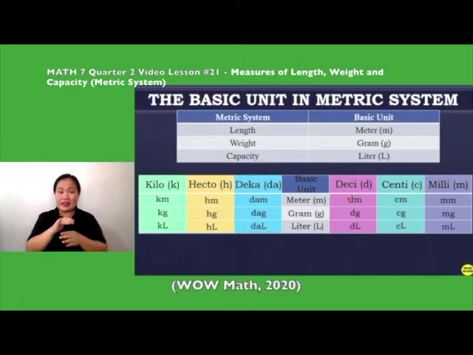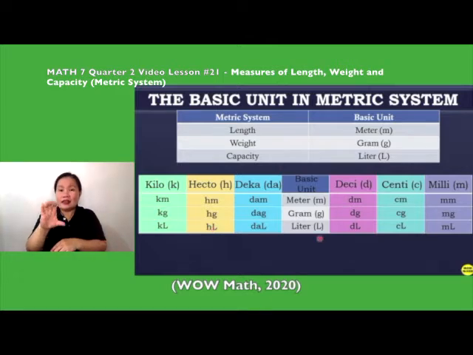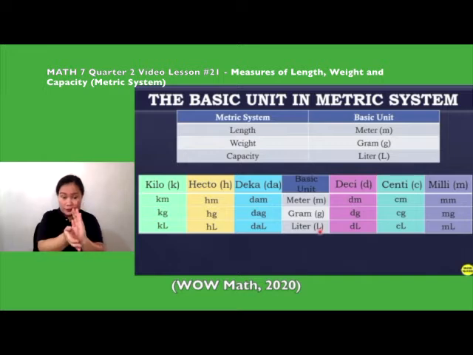So, para po mas madaling tandaan, kasi pag natandaan mo to, madali na. Kasi pag alam mo ang basic unit, you will just replace the basic unit. So, kilometer, kilogram, kiloliter. Hectometer, hectogram, hectoliter. So, yun po. And then again, remind lang po na ang liter po natin, it should be capital letter L. Okay.